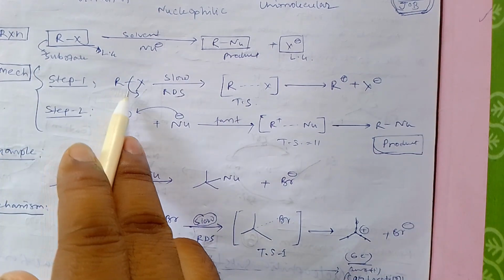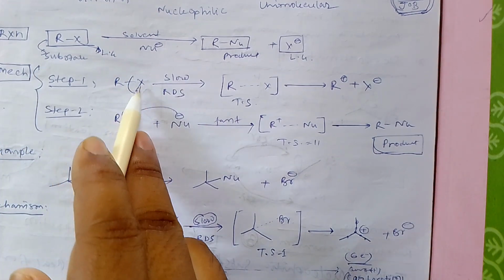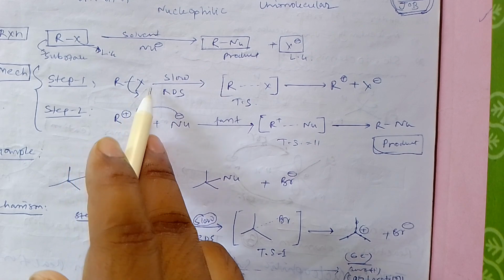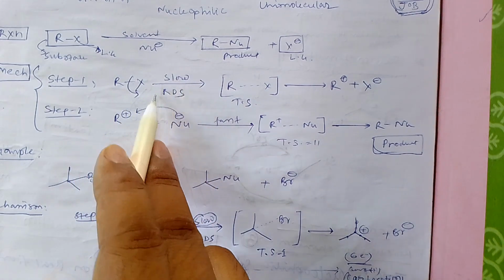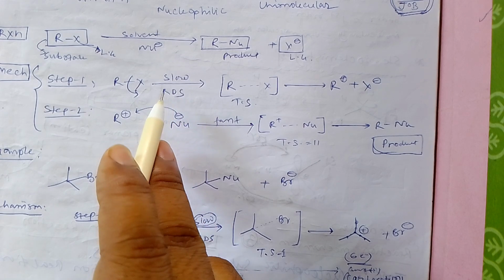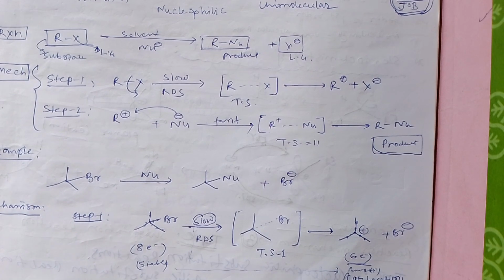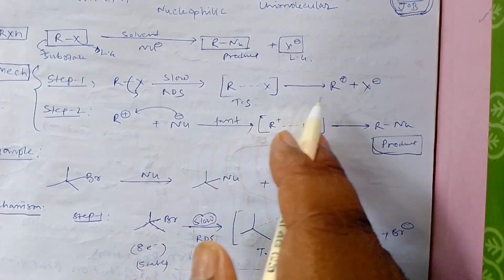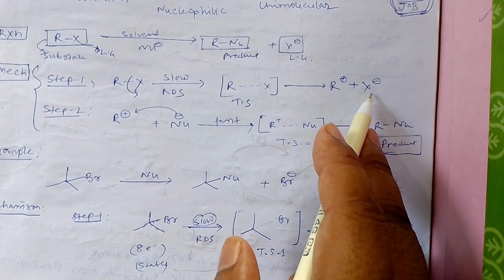That's the first step, where the substrate is RX and X is the leaving group here. I will discuss what the leaving group is later. That's the first step, the slow step, which we call the RDS. RDS means rate determining step. The reaction rate depends upon this step. That's the first transition state, and here is the carbocation and the leaving group.